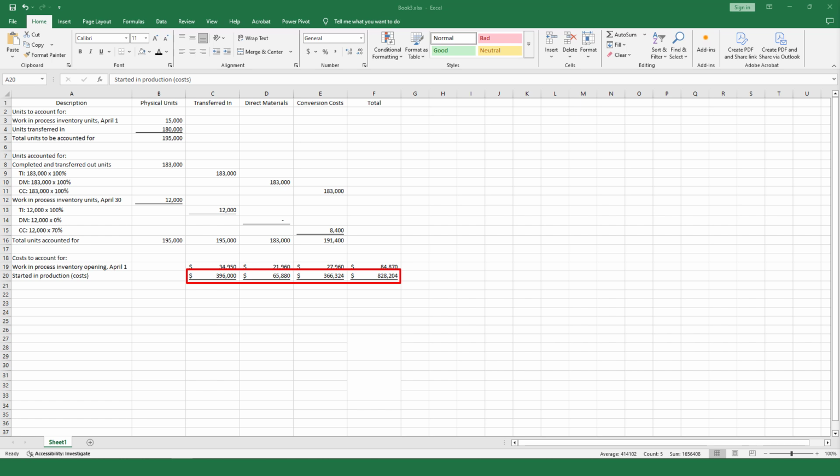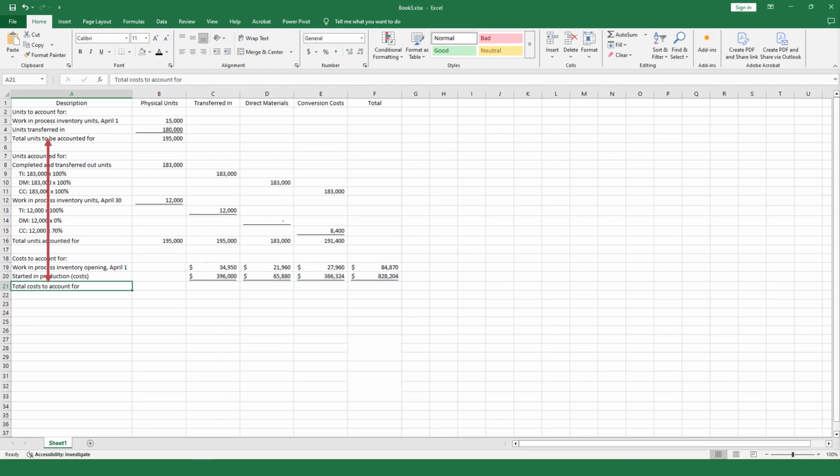Column C, transferred in, $396,000. Column D, direct materials, $65,880. Column E, conversion costs, $366,324. And column F, total, $828,204. We can now calculate total costs to account for.